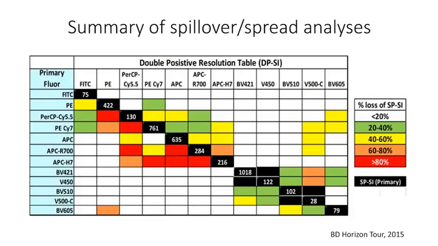The red signifies here a loss of greater than 80% of your single positive stain index. And so these red areas are the particular areas that we need to be mindful of when we design our tube. In the case of APC, we need to be cautious about spillover into APC R700 and H7. APC R700 can spill into APC H7, and PE even spreads in PerCP-Cy5.5. So these are some areas that we will consider as we design the tube. Next slide, please.